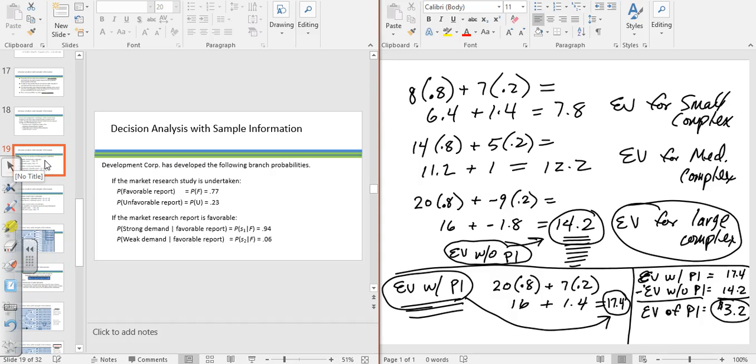So the next thing we look at would be if the market research report is favorable. Again, we're just considering things, but if the market research report is favorable, which we said is a 77% chance, remember this, given F, given a favorable report, the probability of strong demand is 0.94, 94%. So if the market research company were to come back with a favorable report, there's a 94% chance that there will be strong demand. And obviously, if it's a favorable report, there's a 6% chance that it's going to be weak demand.